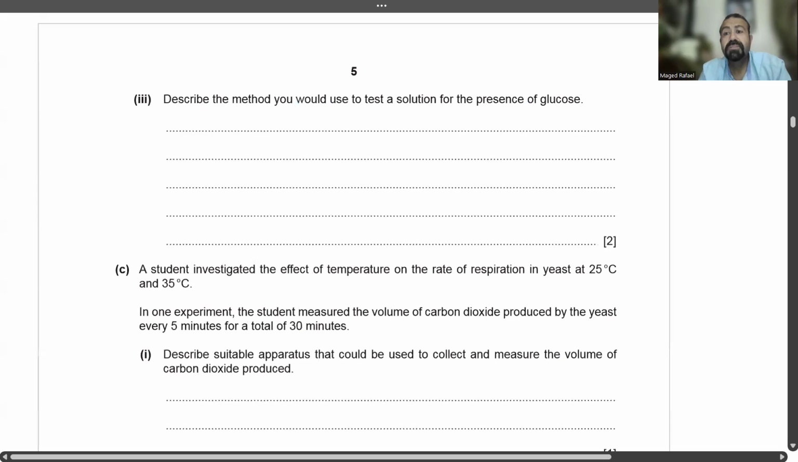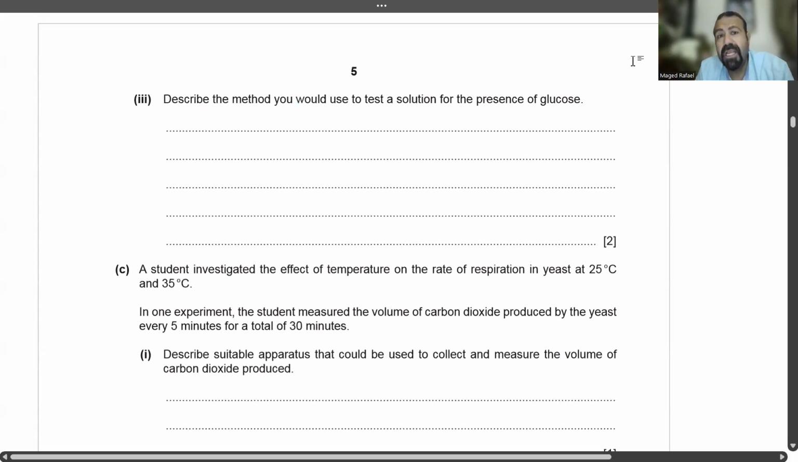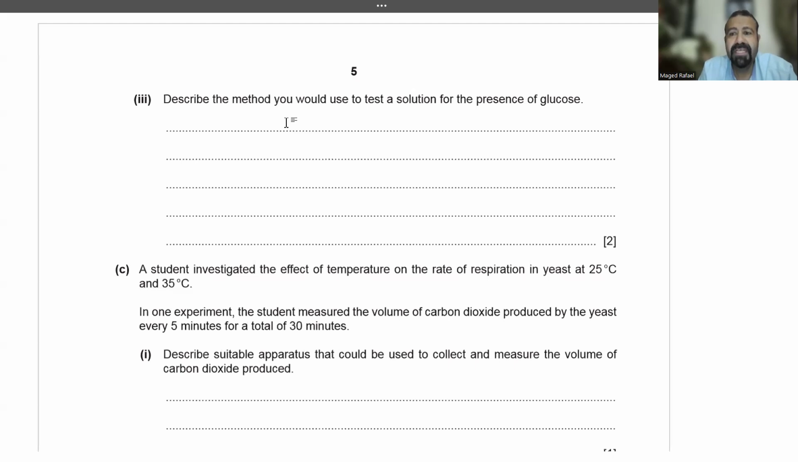Let's go to triple I. Describe the method you would use to test a solution for the presence of glucose. Usually this test is a 3 marks test. Do you know what is the test for reducing sugar for glucose? The name of the test?